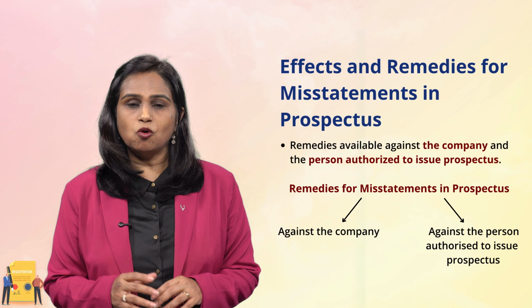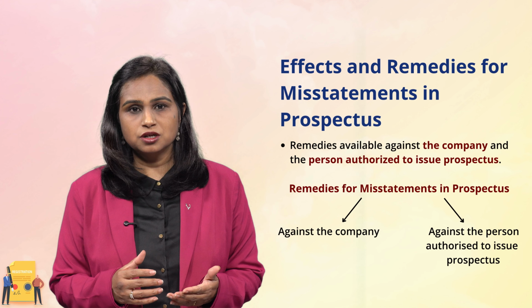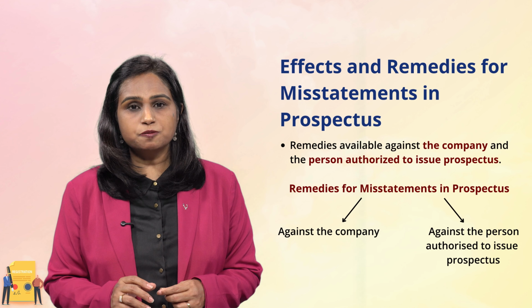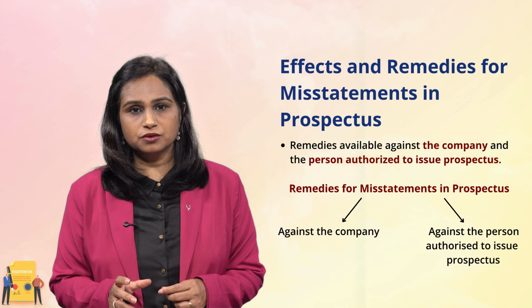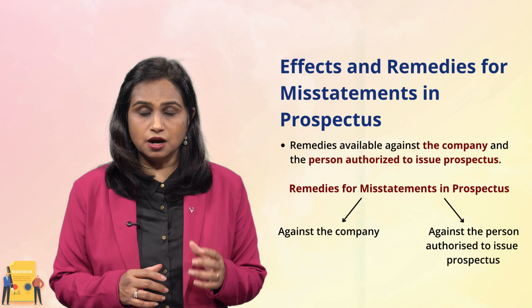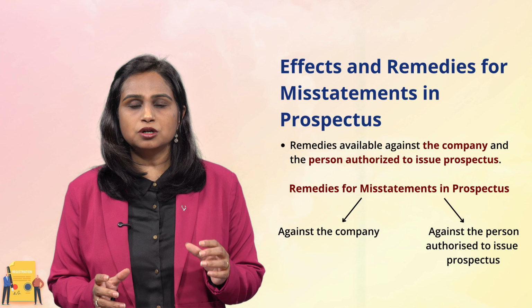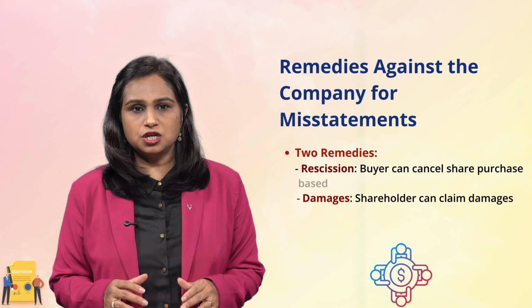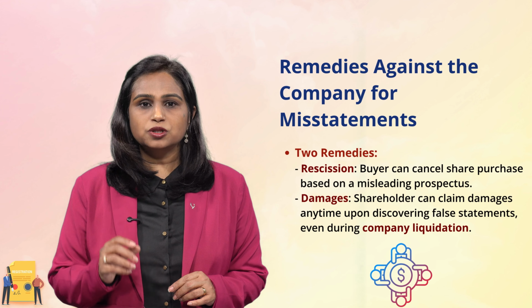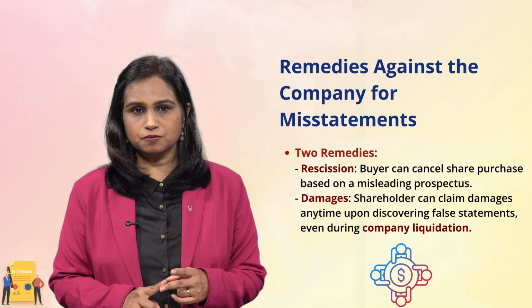Now we will see what are the effects and remedies available to the aggrieved shareholders if there are misstatements in a prospectus. If a prospectus is found to be misleading, then the remedies for this misrepresentation are available against the company and against the persons who were authorized to issue the prospectus. Let us now see what are the remedies available against the company. So, the remedies available against the company are rescission and damages.